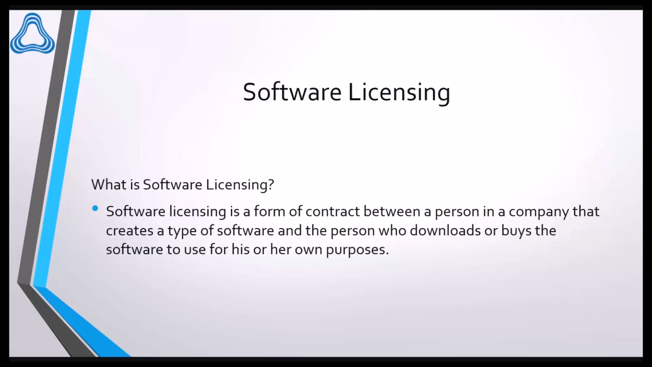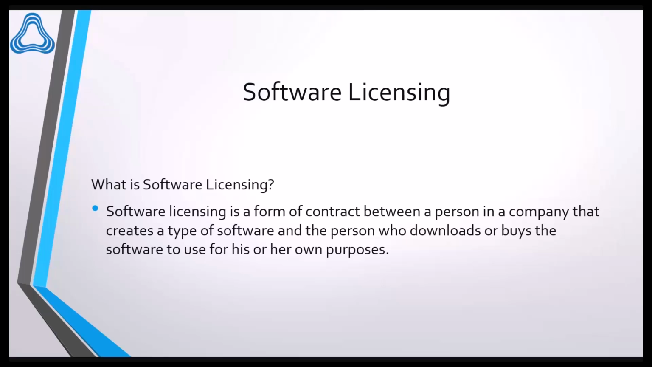What is software licensing? Software licensing is a form of contract between a person or company that creates the software and the person who downloads or buys the software to use for his or her own purposes. The license is that agreement that allows you to use software that is made by an individual or some company.